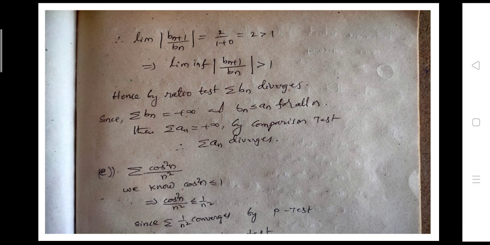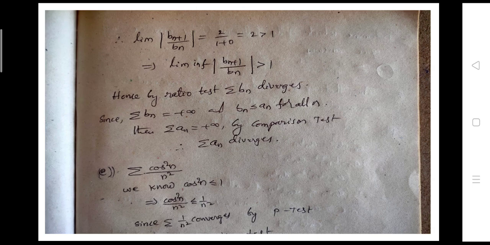So we need to find solution E, that is sigma cos square n by n square. We know that cos square n is less than or equal to 1. This implies cos square n by n square is less than or equal to 1 by n square. Here cos square n is less than or equal to 1. We are dividing both sides by n square, that is written as cos square n by n square is less than or equal to 1 by n square.